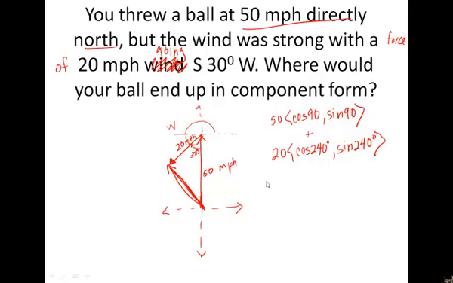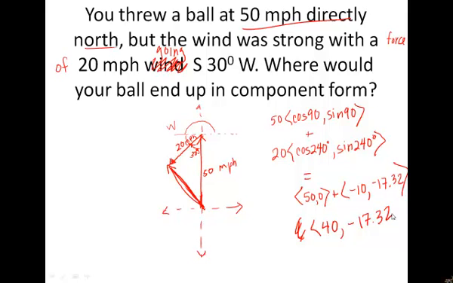What I am going to get is, this is all equal to, I'm going to take 50 times the cosine of 90, which is going to get me the component form 50, comma, 0, plus I'm going to take 20 times the cosine of 240, which is going to get me negative 10, comma, 20 times the sine of 240, which is going to get me negative 17.32. And when I total this up, I'm going to get 40, comma, negative 17.32 is where I actually ended up. Not at 50, comma 0, but this thing right here.